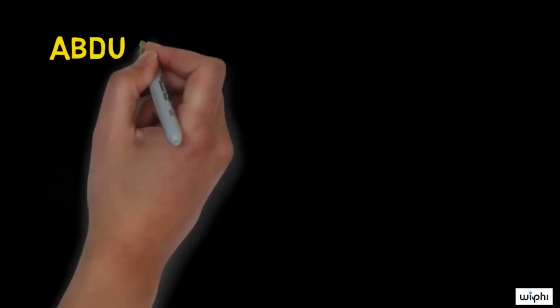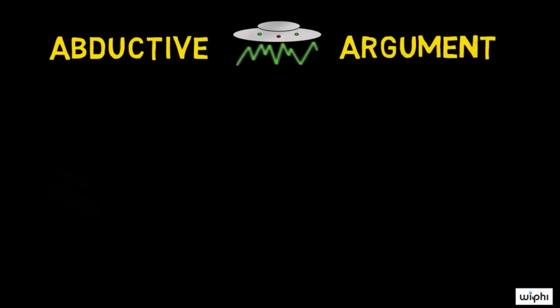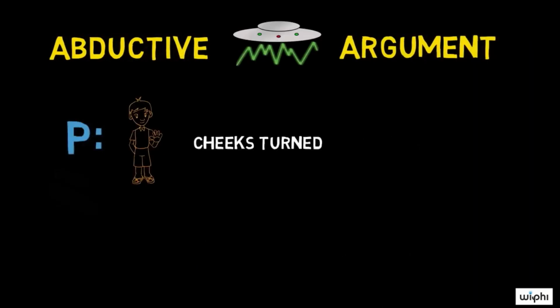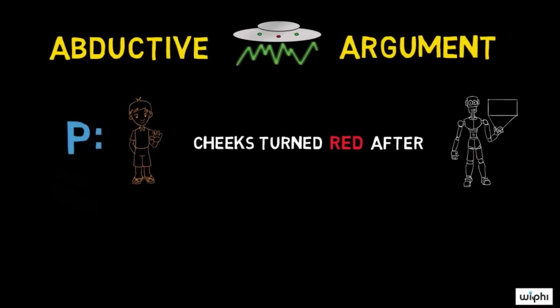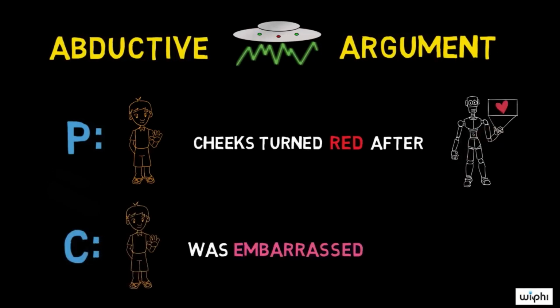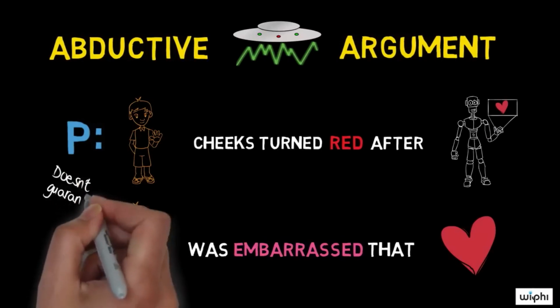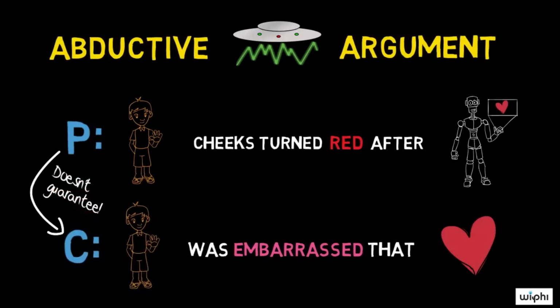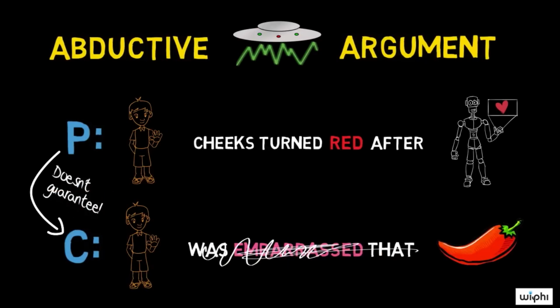This example can be turned into an abductive argument. The premise is, Charlie's cheeks turned red after I told him that Lucy had a crush on him. And the conclusion is, so Charlie was embarrassed to learn about Lucy's crush. Notice that the premise doesn't guarantee that the conclusion is true. Something else might explain it instead. Maybe Charlie was eating a jalapeno and his cheeks turned red because it was so spicy. Or maybe he just got scratched by a cat and he's having an allergic reaction.